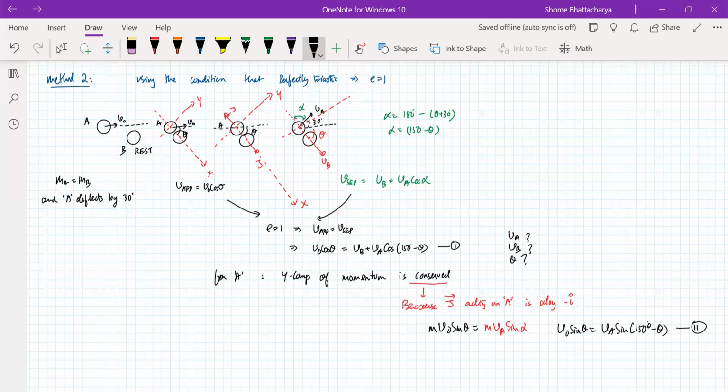For the system, there is conservation of momentum along the x-axis. So it will be VA cos alpha is equal to, for A plus B, VB, right? Conservation of momentum along the x-axis.